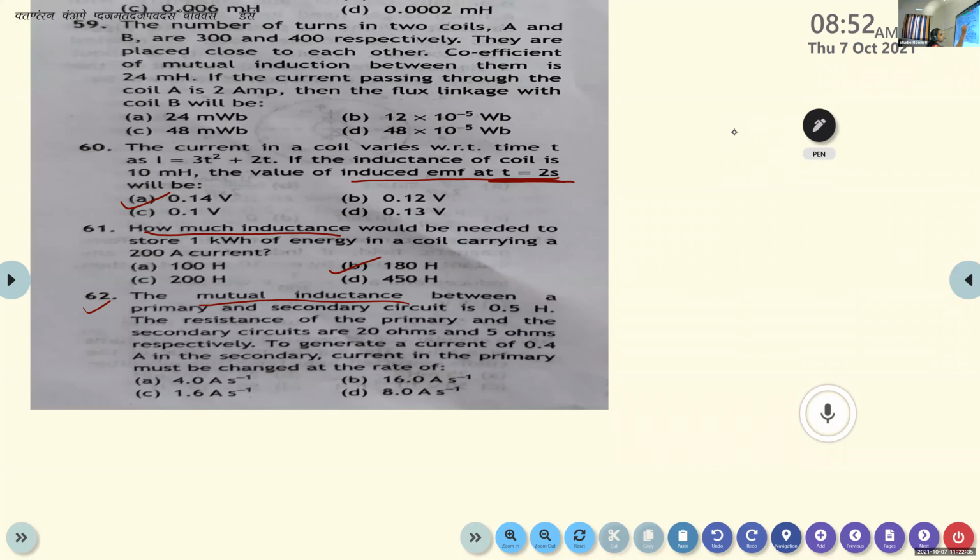Induced EMF is equal to minus M di by dt. But here the value of EMF is not given. But we know that E is nothing but the voltage. And according to Ohm's law, what is voltage or potential difference? IR. So we can write IR is equal to minus M into di by dt.